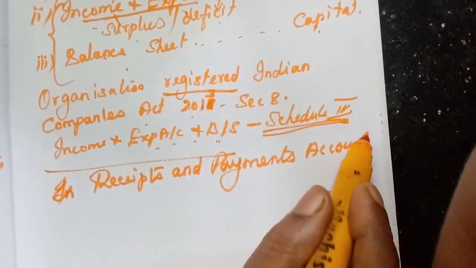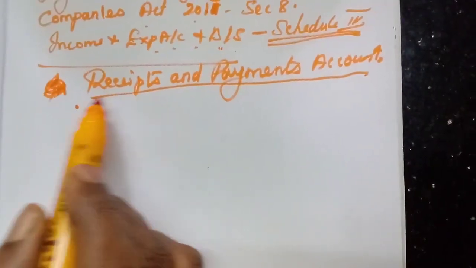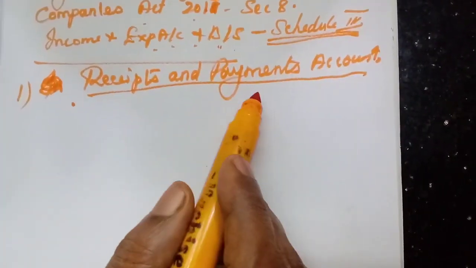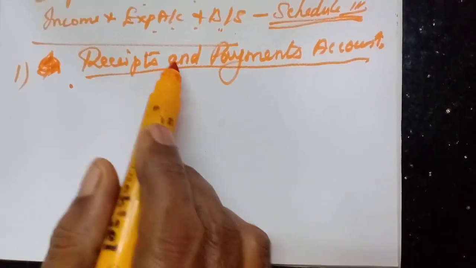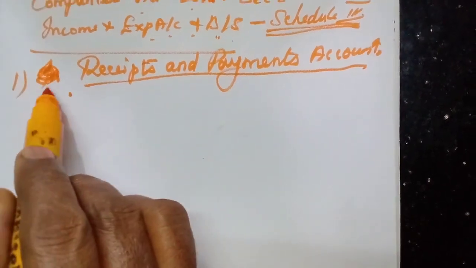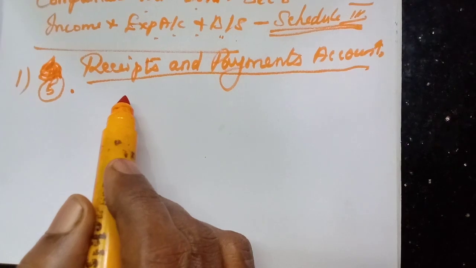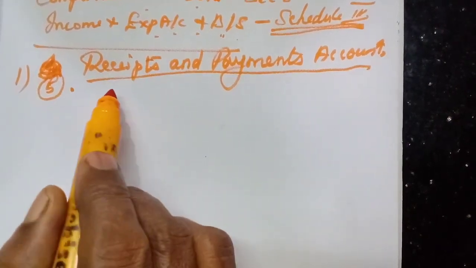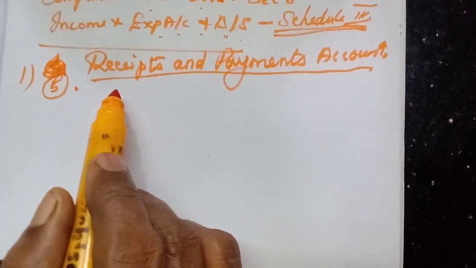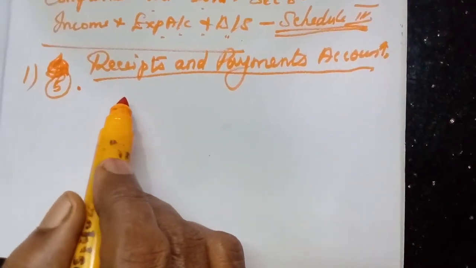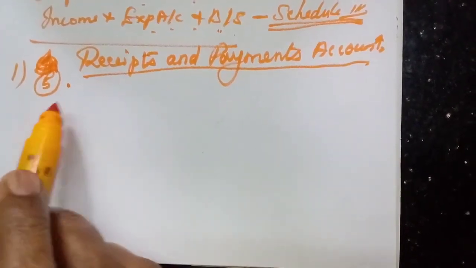Receipts and payments account. The first one, receipts and payments account. It is very easy and simple to understand, and around 5 problems are there in this receipts and payments account. So you can do it if you listen carefully. Usually they may ask this for 3 marks or even 5 marks. Okay, listen carefully now. What is the meaning of receipts and payments account?